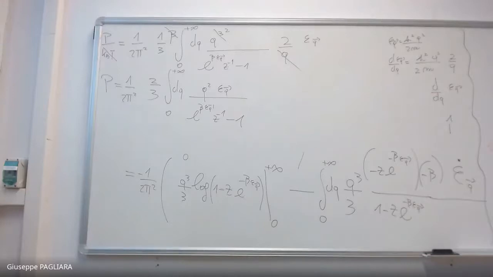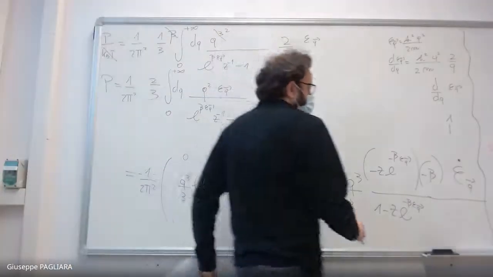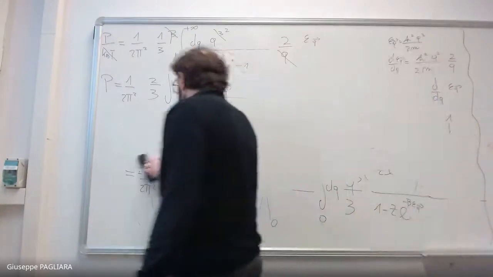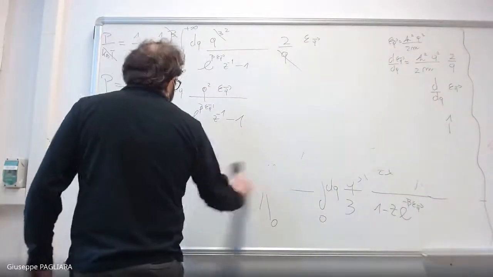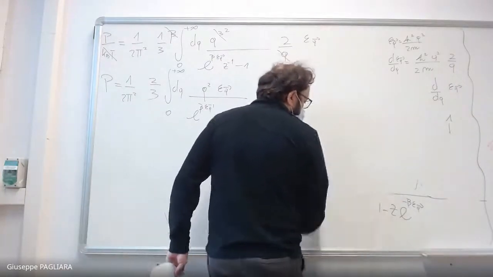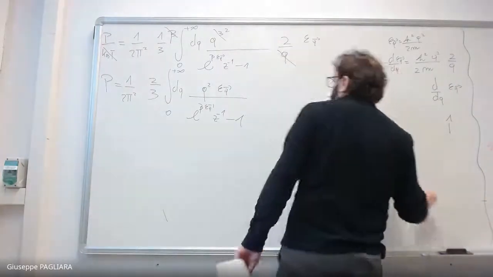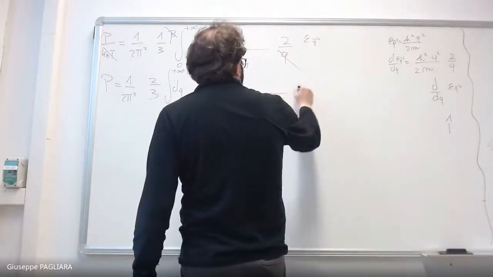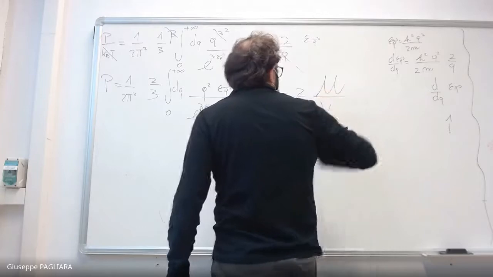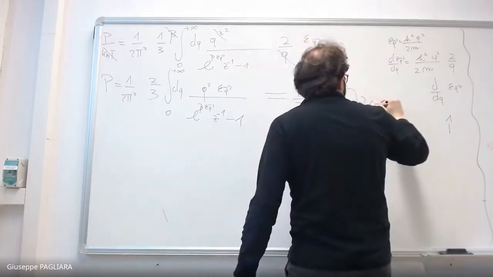Now, if you compare with the expression of the internal energy that we derived before, this is just 2/3 the ratio between U and the volume. And so this is 2/3 U divided by the volume. So compare with the previous expression.